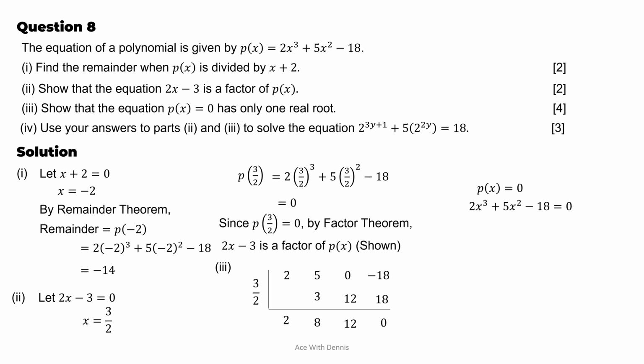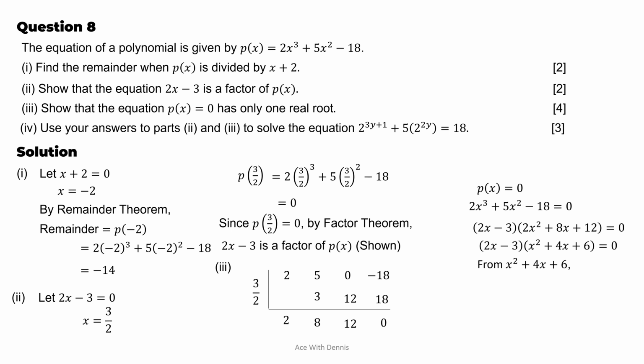Hence, p(x) equal to 0, right? Which means that 2x cubed plus 5x squared minus 18 equal to 0. We can write it as 2x minus 3 times 2x squared plus 8x plus 12 equals 0. So we divide by 2 on both sides. We get 2x minus 3 times x squared plus 4x plus 6 equal to 0.